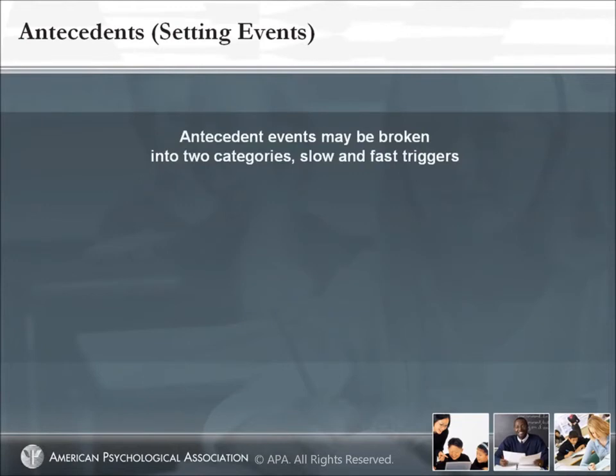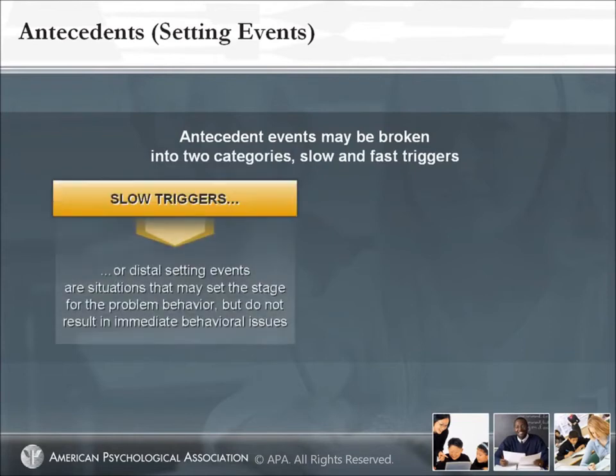Antecedent events may be broken into two categories: slow and fast triggers. Slow triggers, or distal setting events, are situations that may set the stage for the problem behavior, but do not result in immediate behavioral issues. For example, a troubled family situation with intense marital fighting and multiple separations places a child at risk for increased emotional and behavioral problems. In this case, the antecedent is a slow trigger because the child's behavioral reactions may or may not be exhibited immediately.